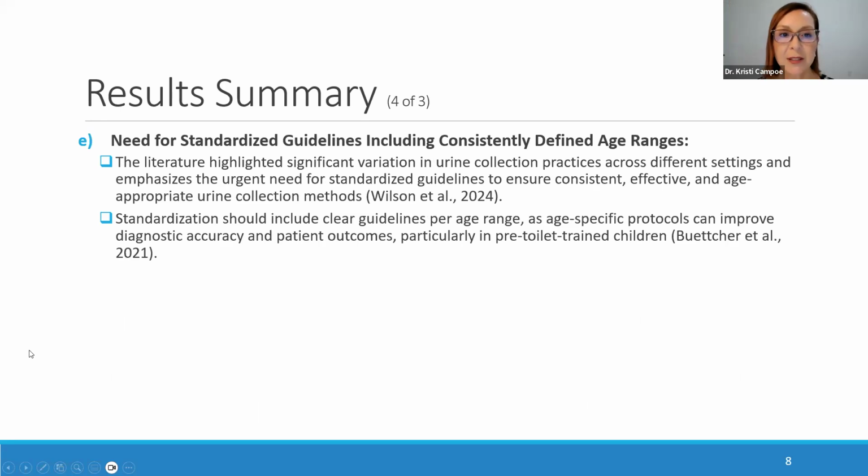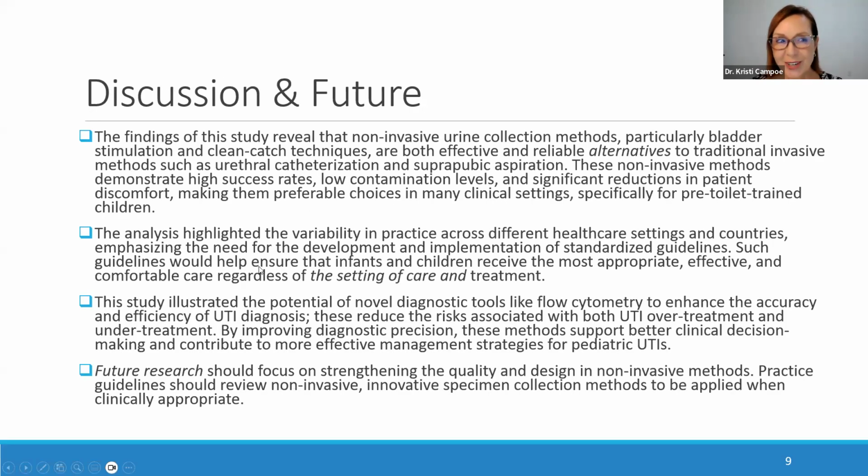And finally, the literature highlighted significant variations in urine collection practices across different settings and emphasized the urgent need for standardized guidelines to ensure consistent, effective, and age-appropriate urine collection methods. Standardization should include clear guidelines per age range. Age-specific protocols can improve diagnostic accuracy and patient outcomes, particularly in pre-toilet trained children. Next, our discussion and findings.